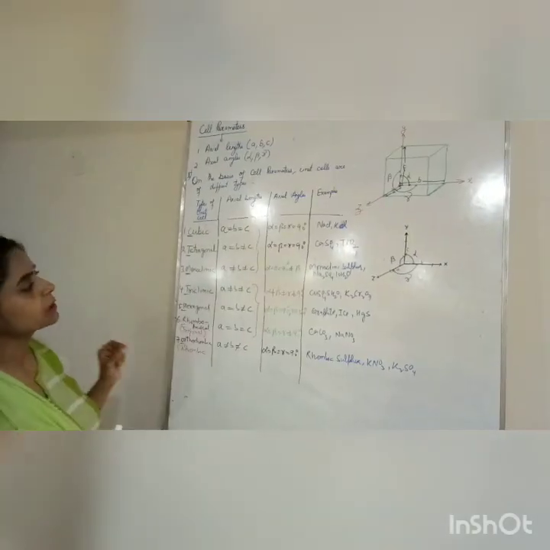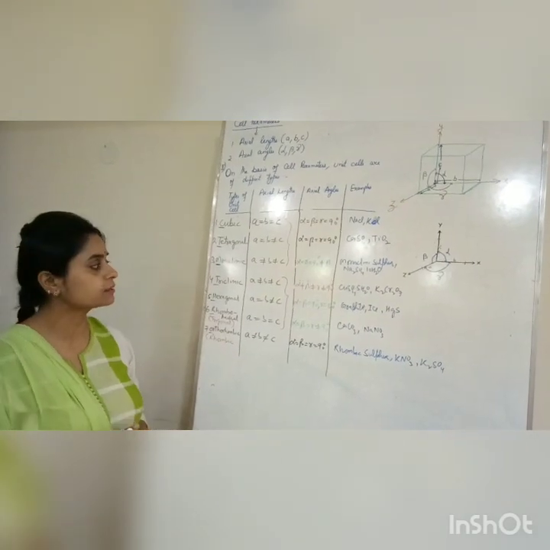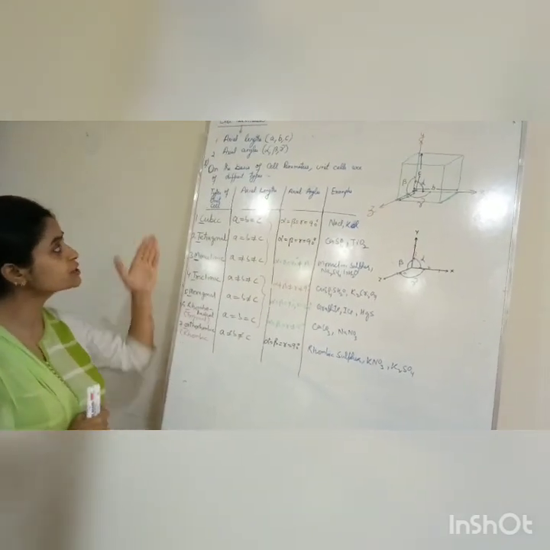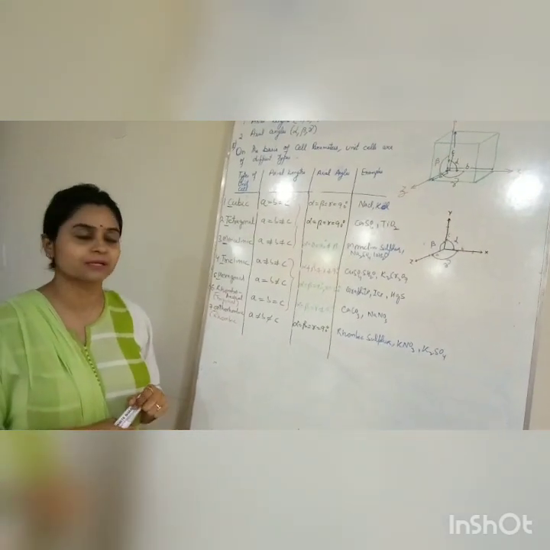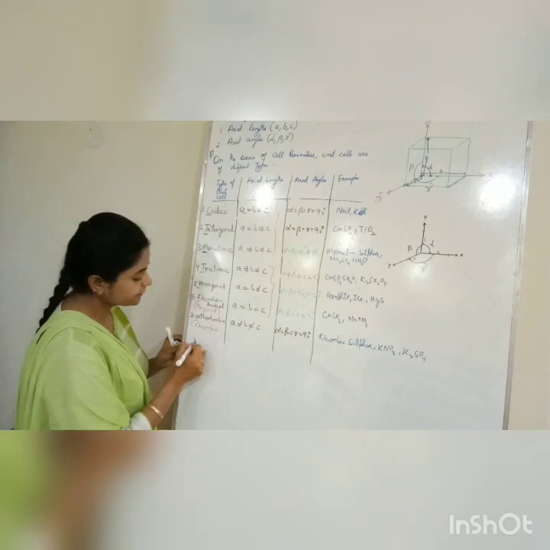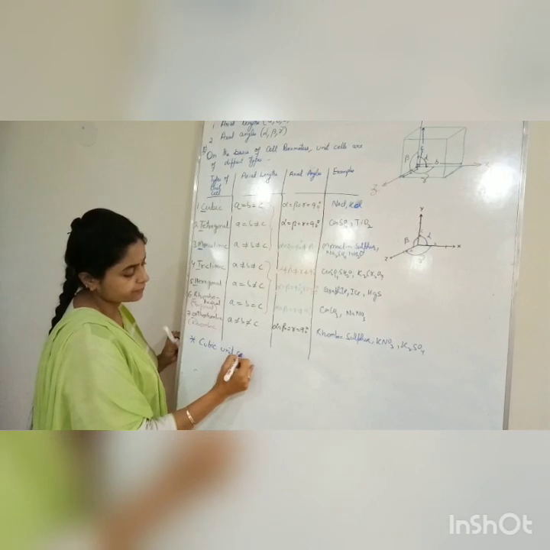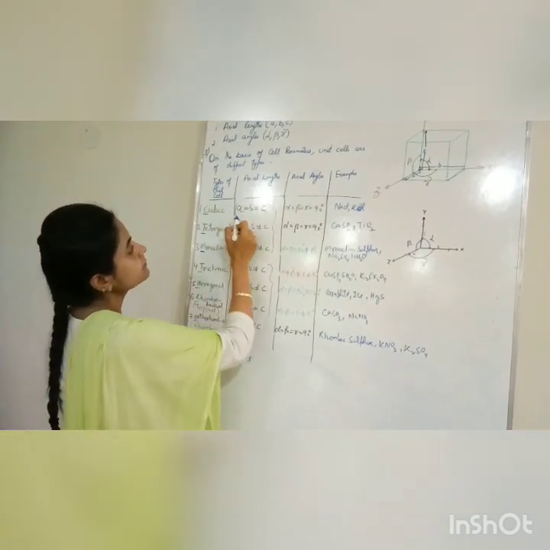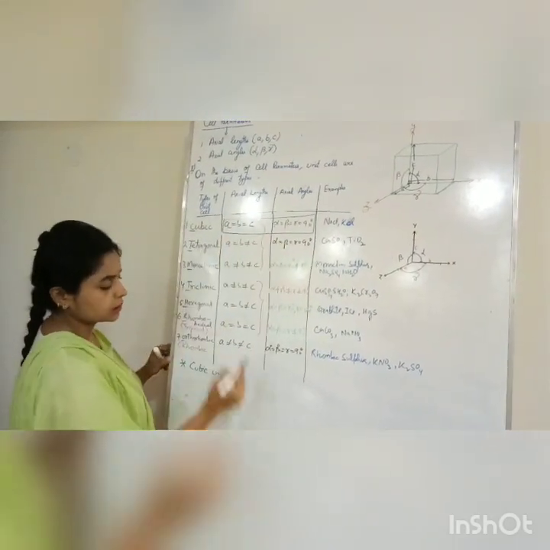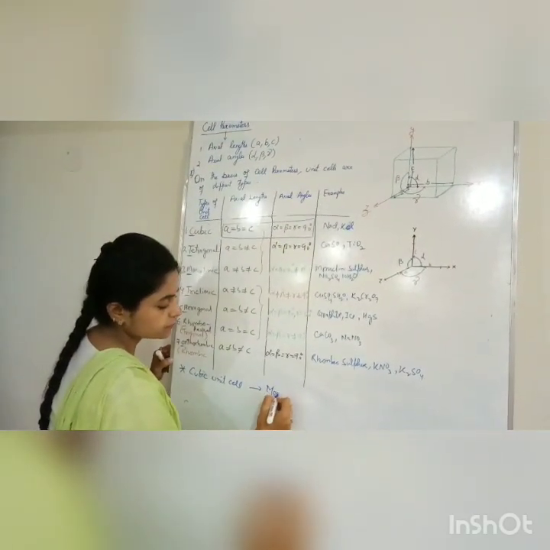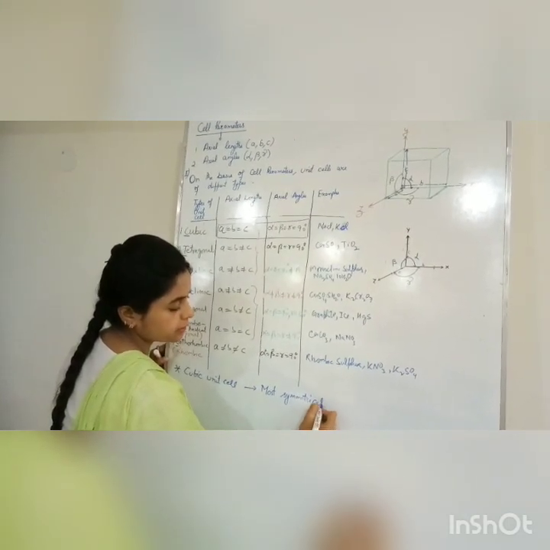Now one more thing. Many times one more question has been asked in competitive exams, that is, which type of unit cell according to cell parameters is the most symmetrical? So remember it: cubic unit cell. See here, A equal to B equal to C and alpha, beta, gamma all are equal. This is the most symmetrical unit cell.